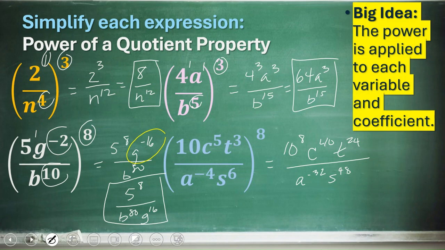And once I do that, I notice that I still have a negative exponent right here that I need to shift to a positive exponent. So I'm just going to rewrite this. And remember, a location change in the fraction changes the exponent to a positive.